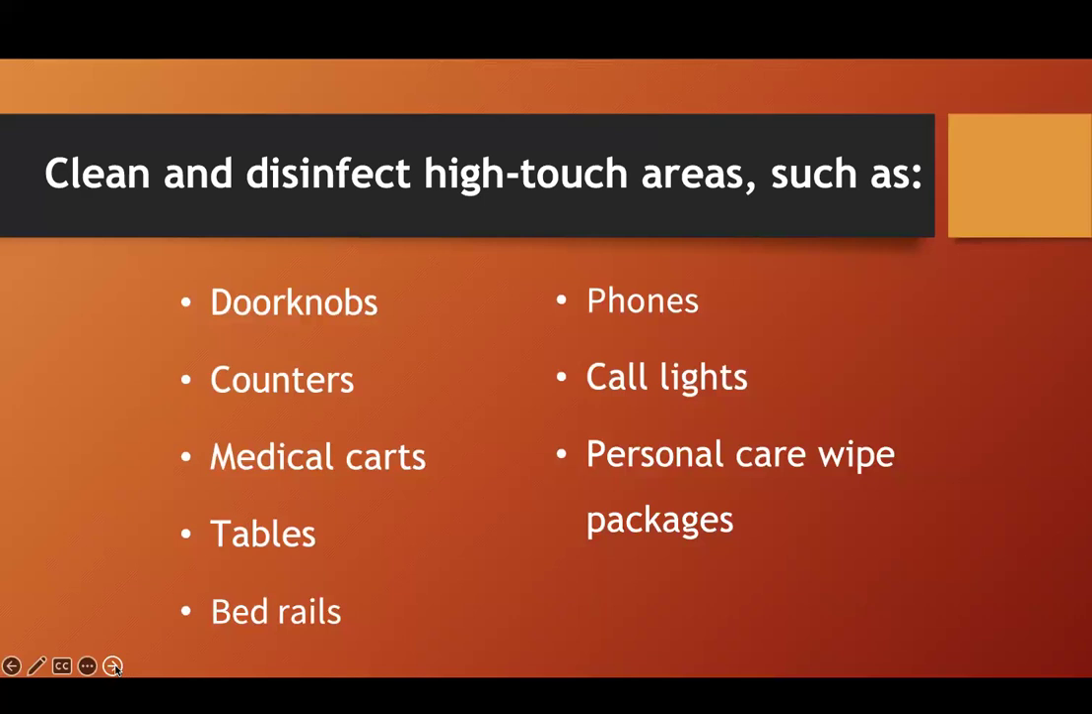Bed rails, that's a biggie, especially if we have incontinent patients that might get germs on their hands, they're touching their bed rails. So those do need to be taken into account and cleaned on a proper routine. Phones, especially cell phones, call lights, personal care wipes packages. That's one that we generally don't think about, but that material is porous and it does hold germs.